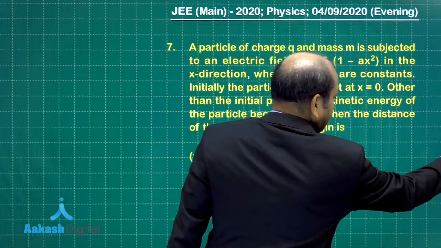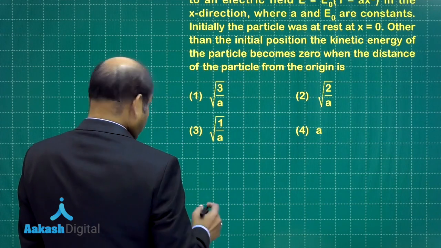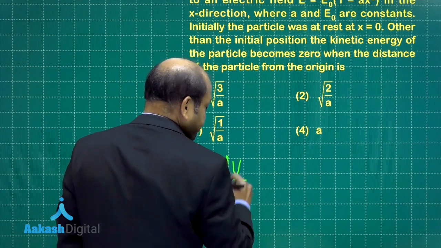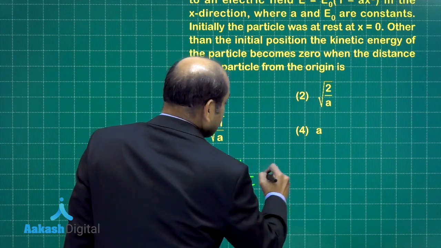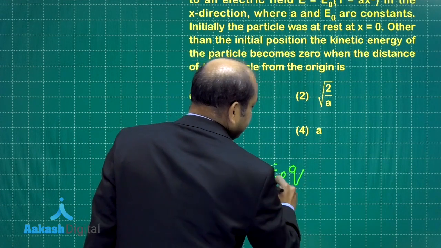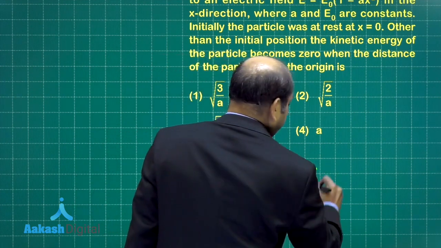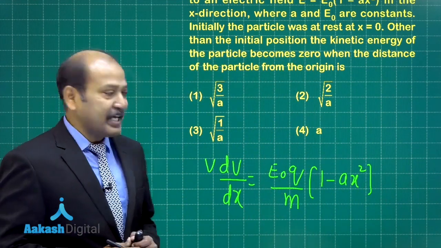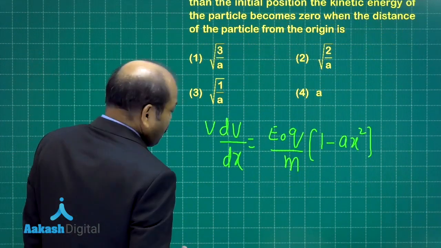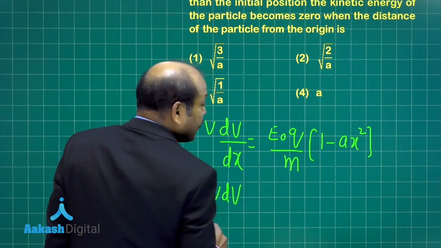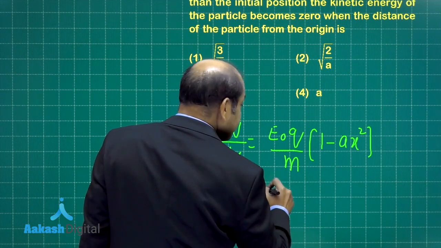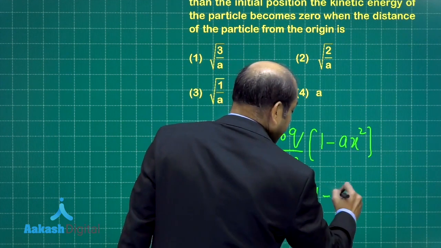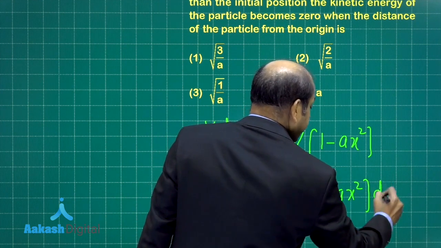The expression for the acceleration is coming out as v dv by dx. We choose this expression for the acceleration, and this is equal to E naught into q divided by m into 1 minus ax square. This is the equation that we have from the kinematics. So what do we get? We get v dv on the left hand side, and on the right hand side it is E naught q divided by m into 1 minus ax square into dx.